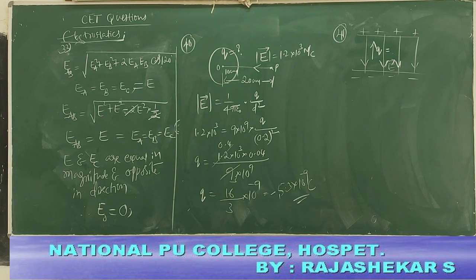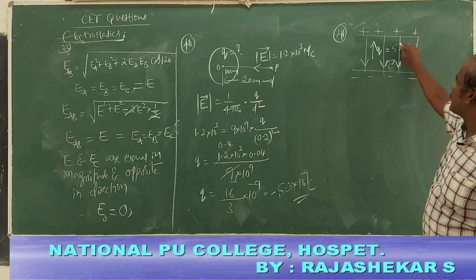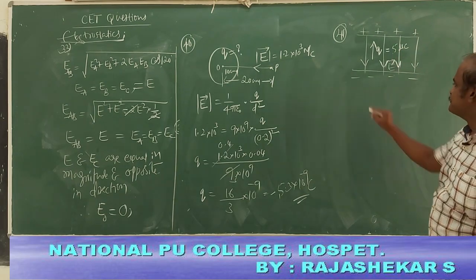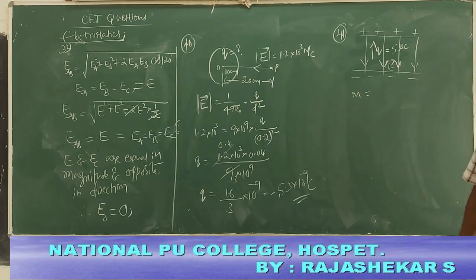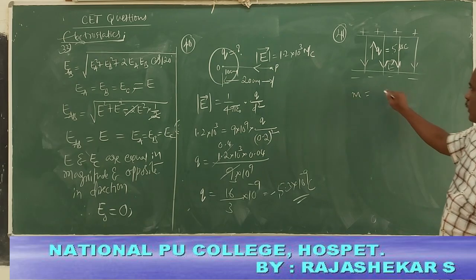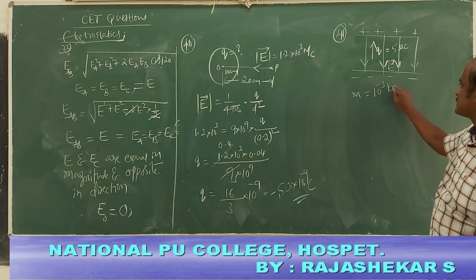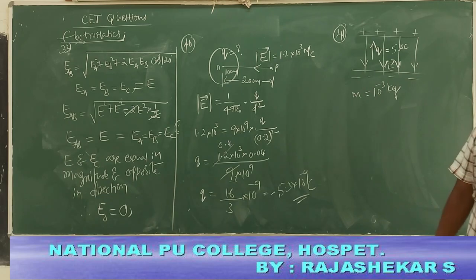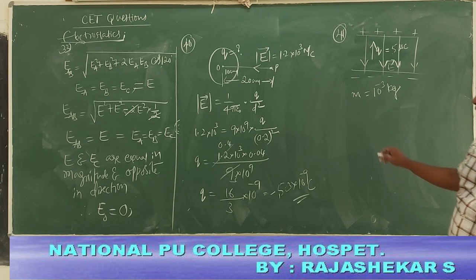q is equal to given 5 microcoulomb ಮತ್ತು ಅದರ ಮಾಸ್ ಕೊಟ್ಟಿದೆ 10⁻³ kg. ಮಾಸ್ ಕೊಟ್ಟಿದ್ದಾರೆ 1 ಗ್ರಾಮ್ ಆಗುತ್ತೆ ಅಥವಾ 10⁻³ kg ಆಗುತ್ತೆ. ವಾಟ್ ಯು ಹ್ಯಾವ್ ಟು ಫೈಂಡ್? ಯು ಹ್ಯಾವ್ ಟು ಫೈಂಡ್ ದ ಡಿಸ್ಟೆನ್ಸ್ ಟ್ರಾವೆಲ್ಡ್ ಬಿಫೋರ್ ಕಮಿಂಗ್ ಟು ರೆಸ್ಟ್. ಸ್ಪೀಡ್ ಕೊಟ್ಟಿದ್ದಾರೆ, ವಿತ್ ವಾಟ್ ಸ್ಪೀಡ್ ಇಟ್ ಇಸ್ ಥ್ರೋನ್.